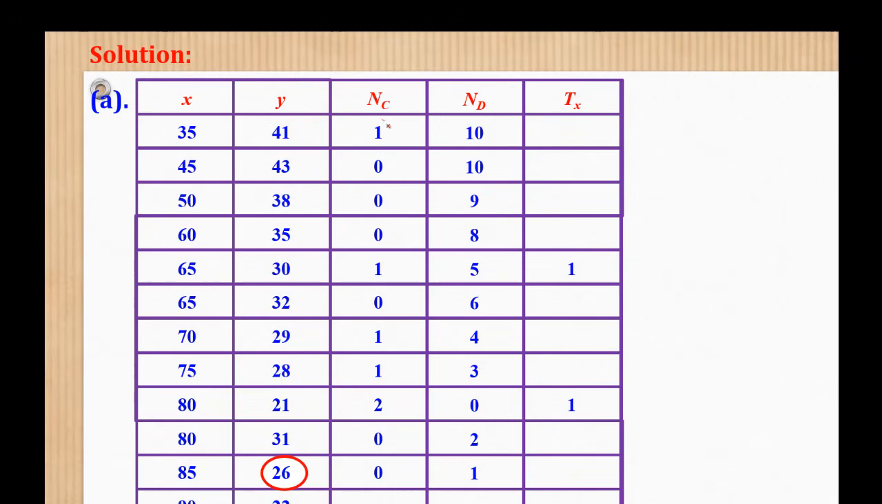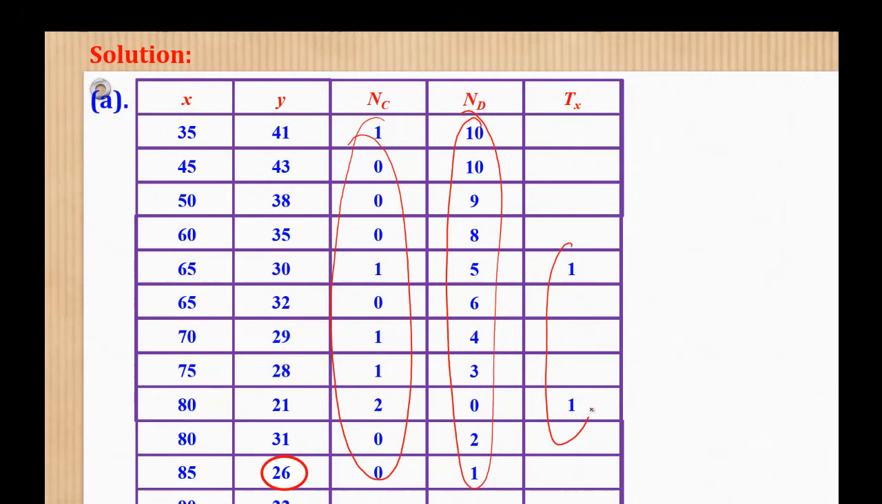Then these ones, all these ones, I add all of them and get the total as 6. These ones, I add all of them and I also get the total as 58. These ones, I also add them and I get the total as 2.